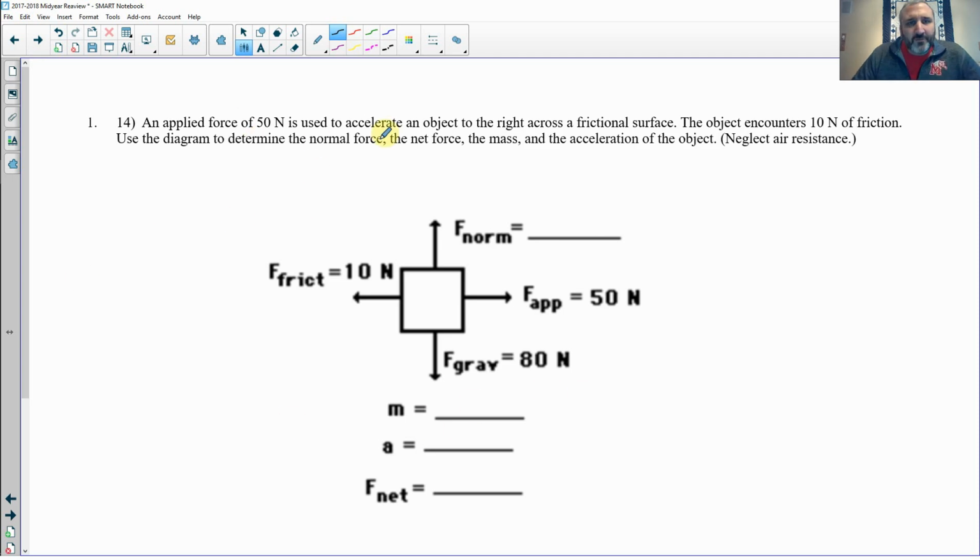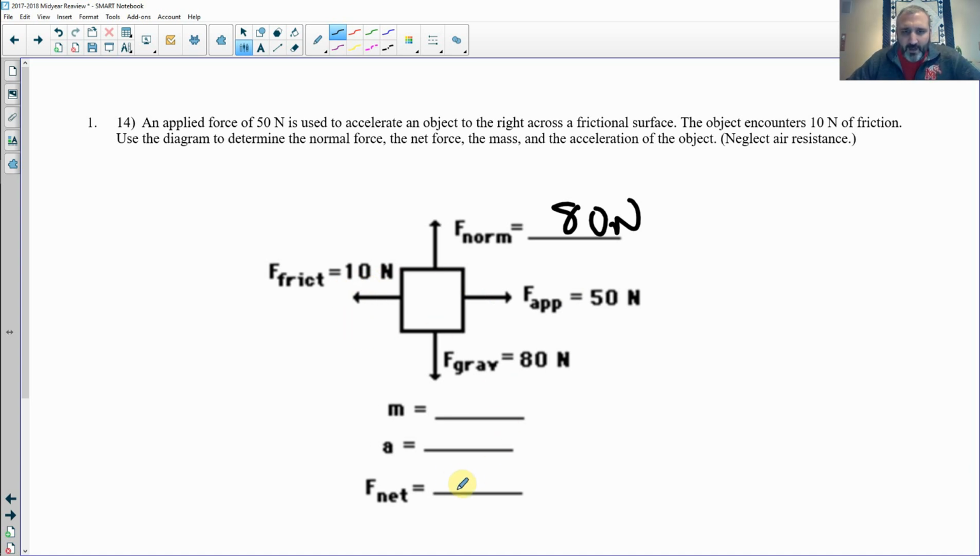An applied force of 50 newtons is used to accelerate an object to the right across a frictionless table. The object encounters 10 newtons of friction. Use the diagram to determine the normal force, net force, mass, and acceleration of the object, neglecting air resistance. All right, so we know we're sitting on a table, so gravity and normal force have to both be 80 newtons. I know 50 and 10 are my forces going across.